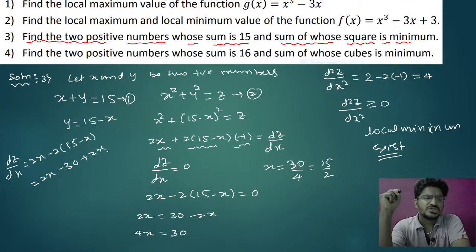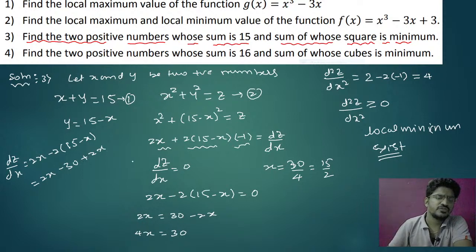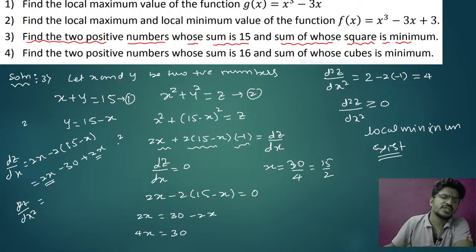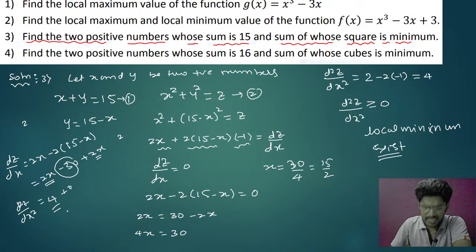So you differentiate it again. If you differentiate it again, what are you going to get? d square z by dx square. Differentiation of 2x is 2, so that will be 4. Differentiation of minus 30 is 0. d square z by dx square is going to be equal to 4. That you got here.